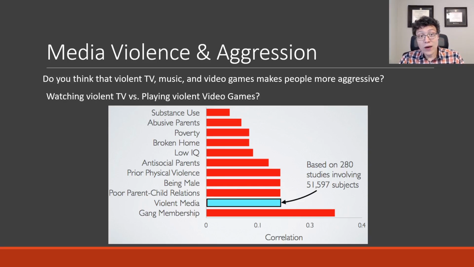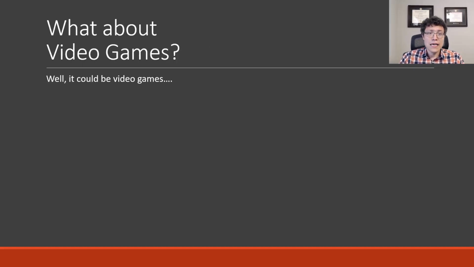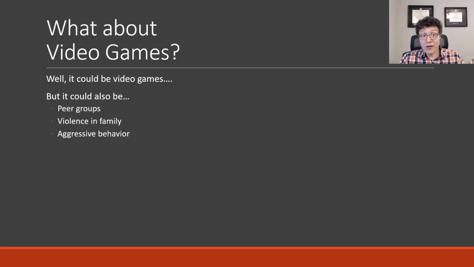Watching TV, right? Violent TV, playing violent video games, are those the same things? We can also ask that. And well, it could be video games, right? Could be video games that are causing people to violence, but it could also be the peer groups that those kids have, right? It's not just that you're playing violent video games. Maybe the kids you're playing with are also violent. Maybe your family is violent, so you like violent video games.